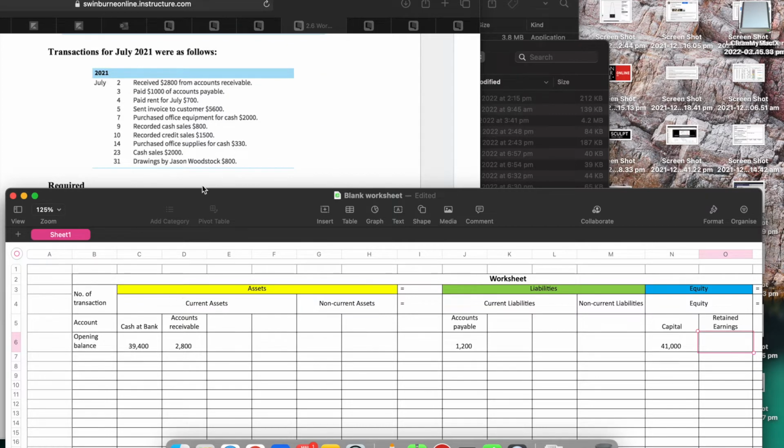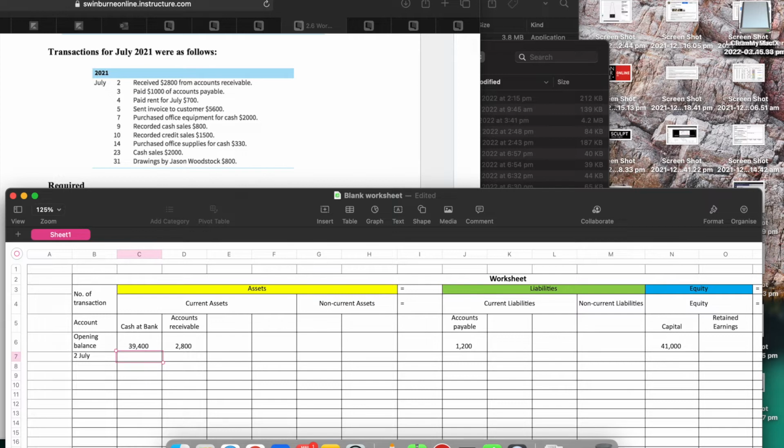So what we have here is our transactions. Now, there is some information I'm going to post about accounts receivable and accounts payable, so it will be a good idea to have a read of that. So what we do in this column here is we write our date. So we can go to July, or you can just write 2. It just makes it a lot easier for me when it comes to marking to know what you're actually doing.